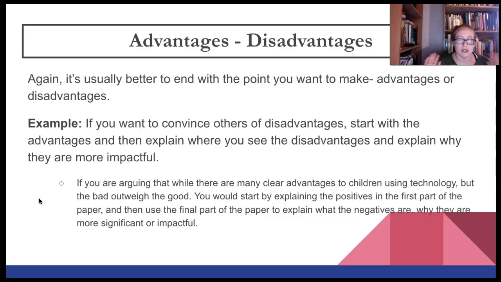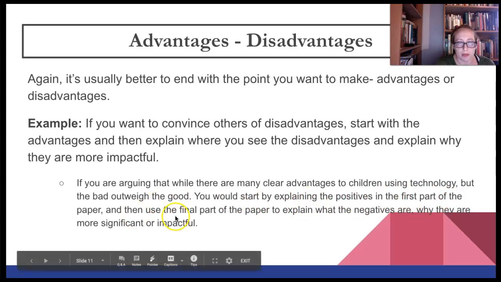So if you're wanting to convince others of disadvantages, you would start with the advantages from the research, like what people see as positives, and then explain where you see the disadvantages, and either explain why there are more, or why they're more impactful, or why some of the advantages really are faulty, that kind of stuff. So again, if you're arguing that while there are many clear advantages to children using technology, but the bad outweigh the good, you would start by explaining the positives in the first part of the paper, and then use the final part to explain what the negatives are, why they're more significant or impactful. So just kind of an example there.